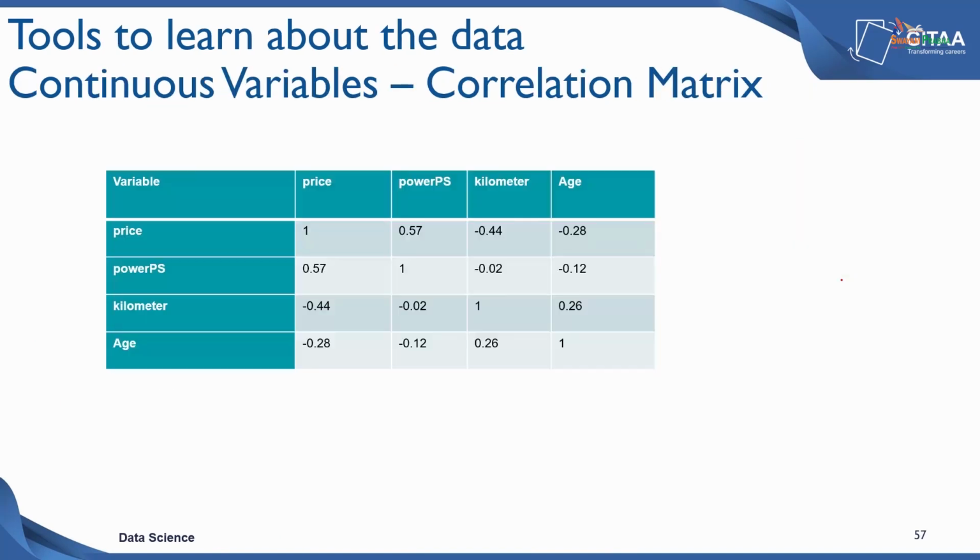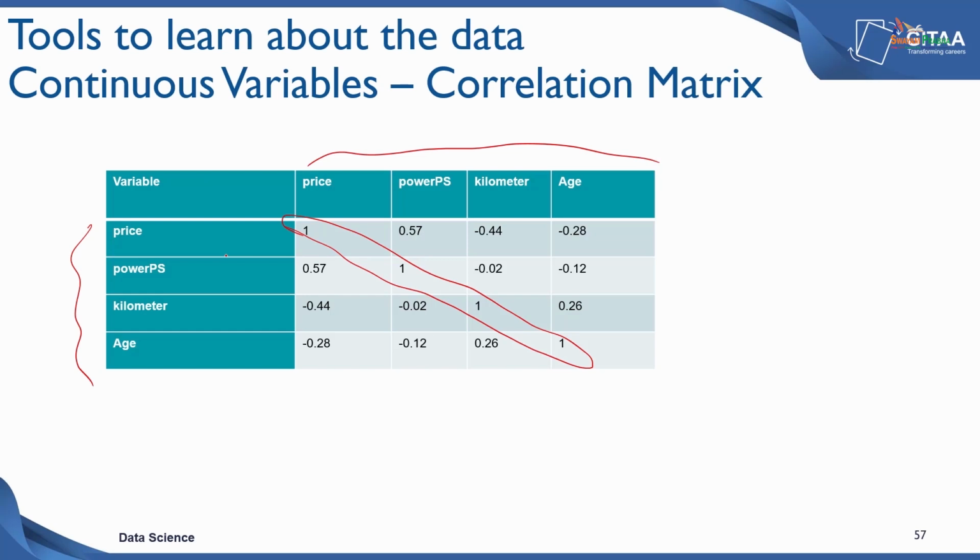Let's look at the other area where we started. When we looked at 2 continuous variables, you can look at the correlation matrix. So the correlation matrix here is talking about the 4 continuous variables we had: price, power PS, kilometers and age. This entire diagonal is all 1 because that's correlation with itself. So the 0.57 is the correlation between price and power PS.